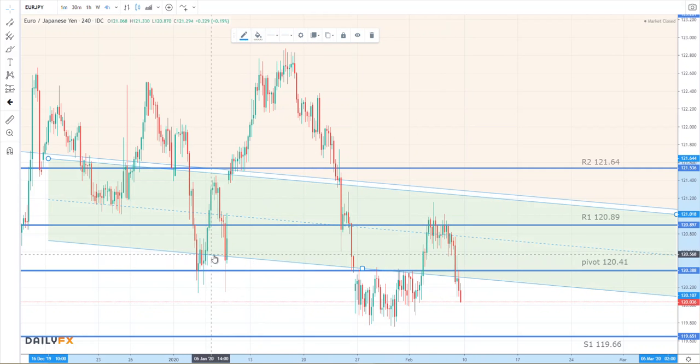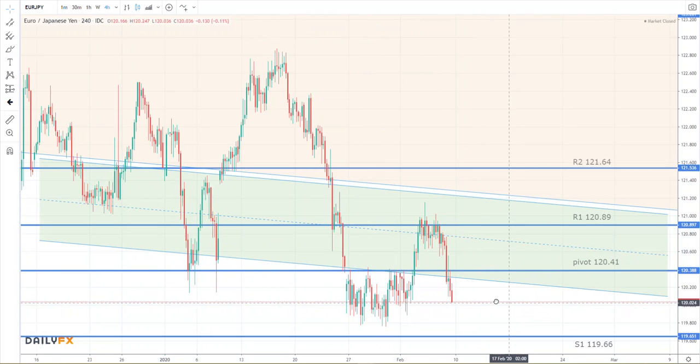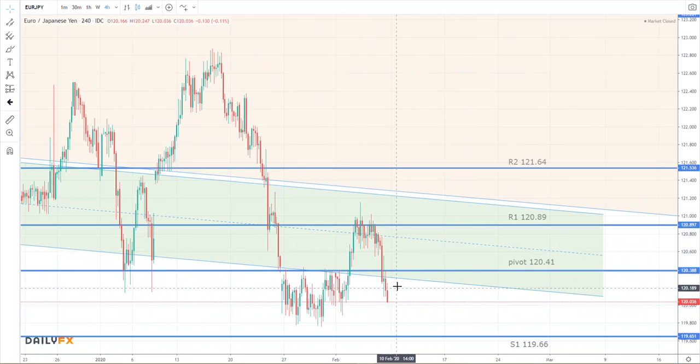The reason I picked these lines is because the bodies of these candles here kept closing above it, and then they broke below it, then popped back through it, and now they got rejected again. So I'm thinking any kind of pullback to this 120.20 mark is a good opportunity for me to get in and sell it down to 119.65. And then I'm going to be putting my stops above the last high at this R1 of 120.89.